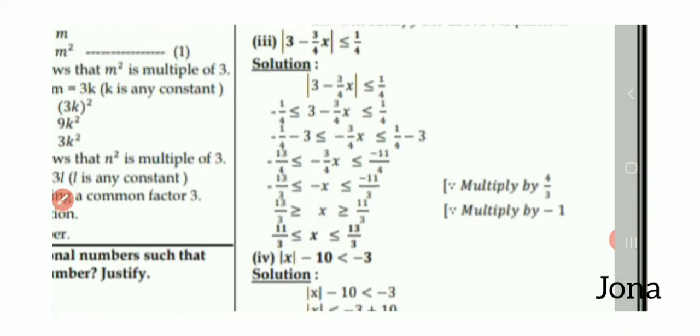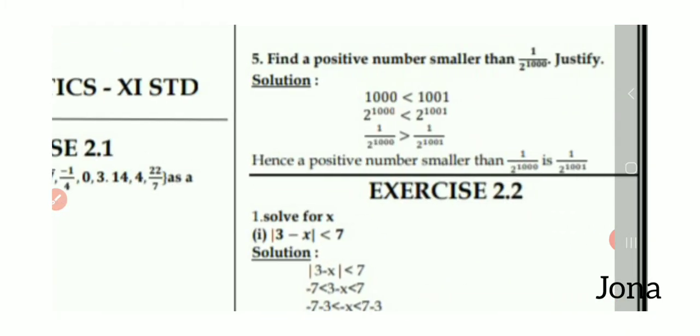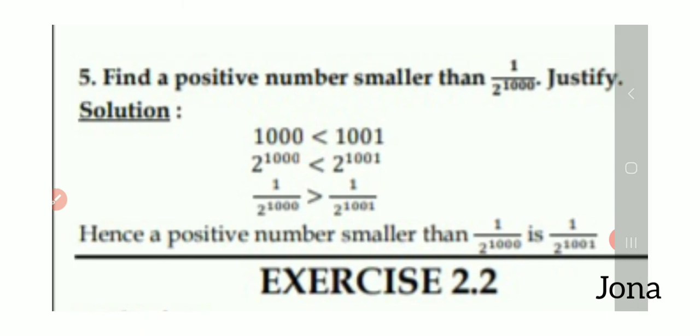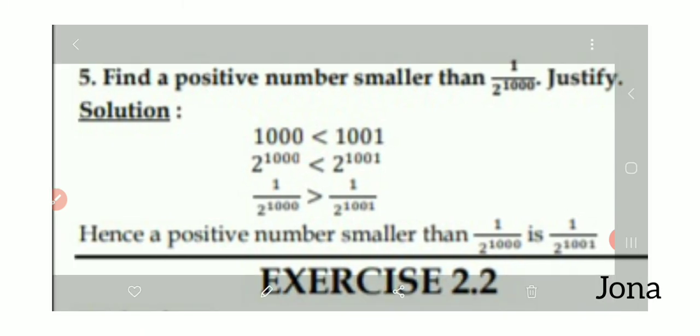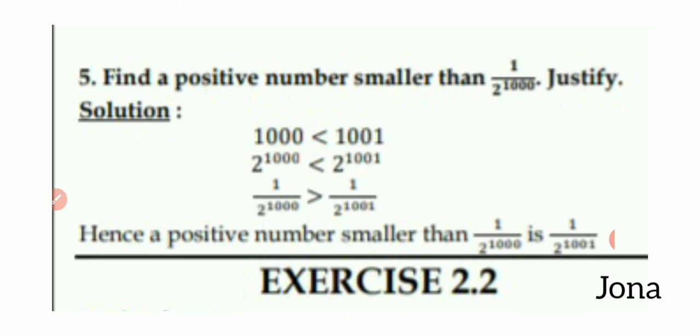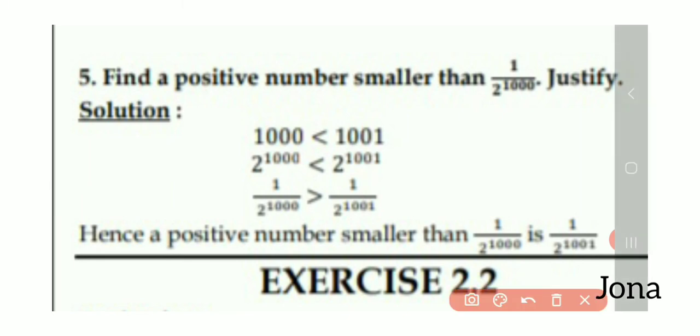The next problem, fifth sum I got there. Find a positive number smaller than 1 by 2 power 1000, justify. Here I want to take the power. 2 power 1000 is there. I want to take this number 1000 first. So this 1000 is less than 1001. Isn't it? 1000 is less than 1001.